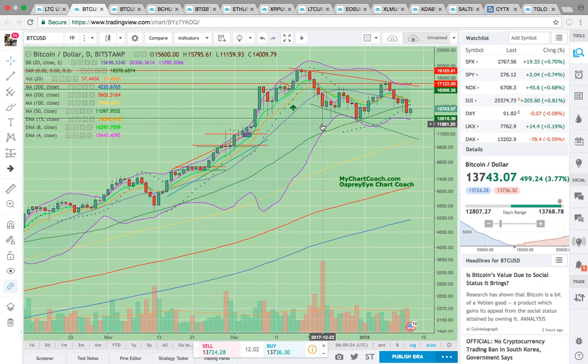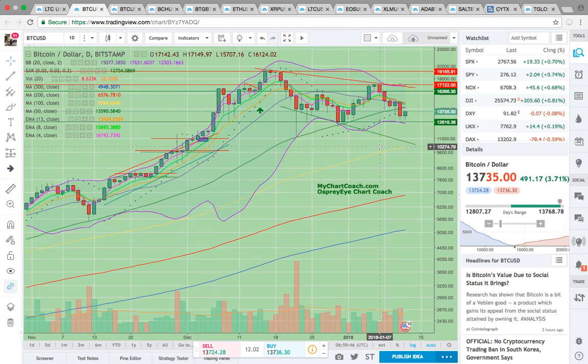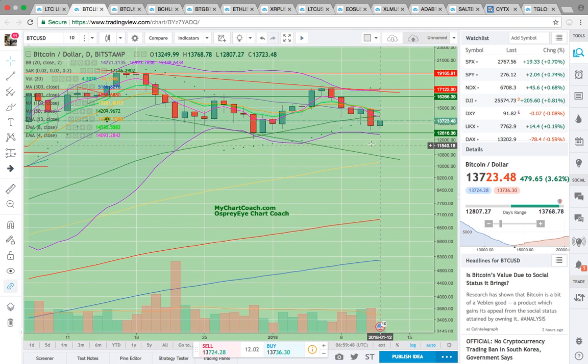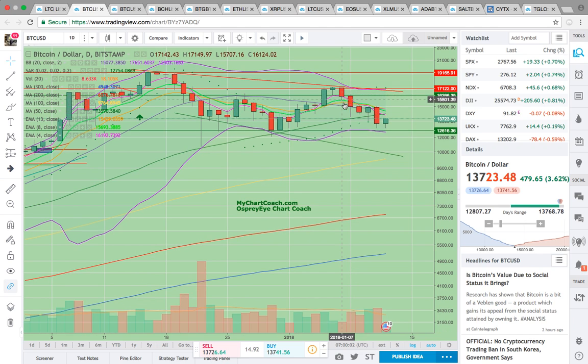Alright, so this is going to be a little cryptocurrency update, and then I'm going to throw in a couple stocks at the end. But let's check out what's happening here. There are some technical developments if you've been following along. This is the Bitcoin Bitstamp chart, BTC USD Bitstamp. You always have to clarify if it's Bitstamp or Coinbase. It makes a difference on the charts. They're very similar, but a little bit different.